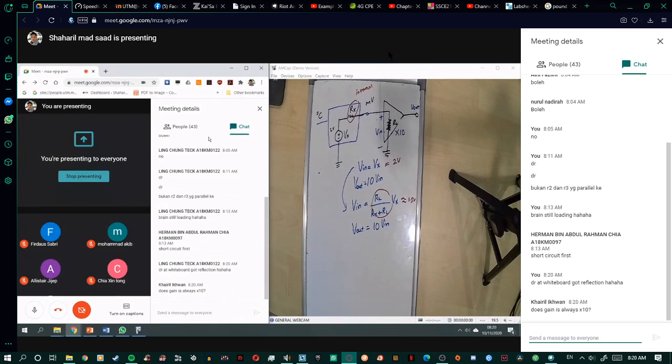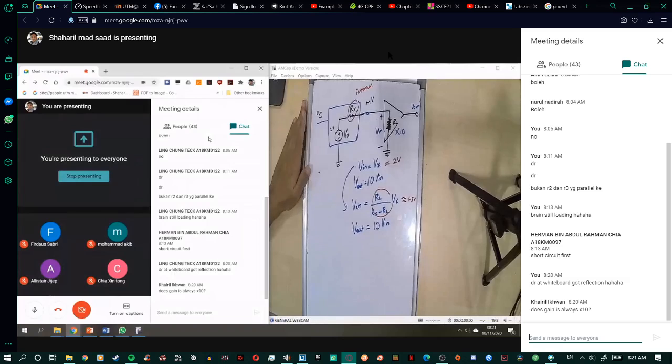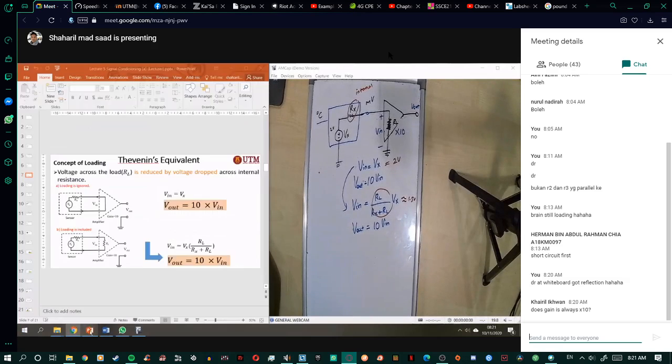Okay. Gain is always times 10. No, it depends on your OM. So after that we will learn how we can adjust this gain. This is the example. Okay. Alright. So let's move to the next slide.